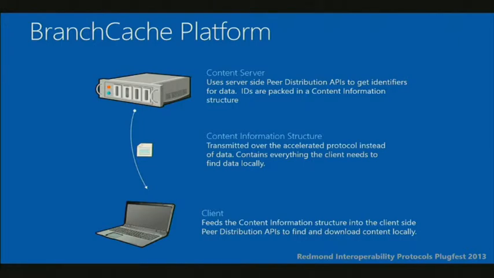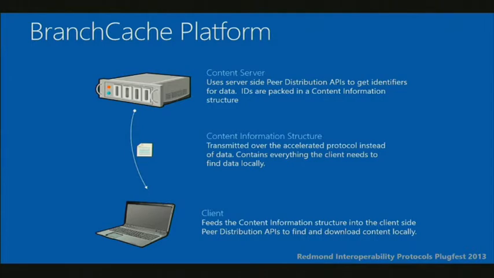And the advantage of doing it this way is that we don't really care what the higher level protocol is. From the BranchCache level, it can be a higher level protocol we've never heard of. It can be your custom protocol. It can be something that's built into Windows like HTTP. All that matters is that there's a way to get this content information structure from the server to the client, and that the client and server both support BranchCache to generate that.